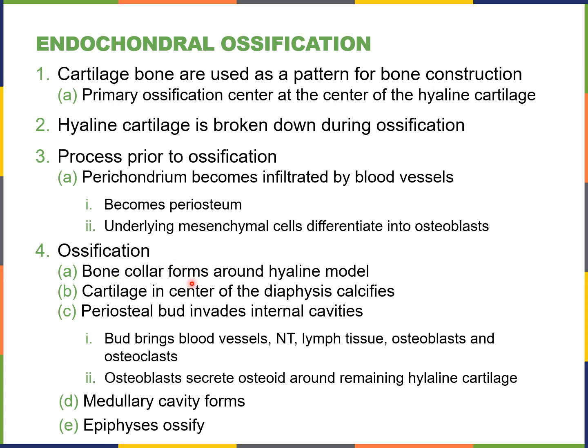The bone collar forms around the hyaline model, and then the cartilage in the center of the diaphysis calcifies. The periosteal bud invades the internal cavities, which brings in the blood vessels, nerve tissue, lymph tissue, osteoblasts, and osteoclasts. Those osteoblasts then secrete osteoid around the remaining hyaline cartilage, and that's how we're continuing to ossify it. We're forming that medullary cavity, and the epiphyses also ossify.